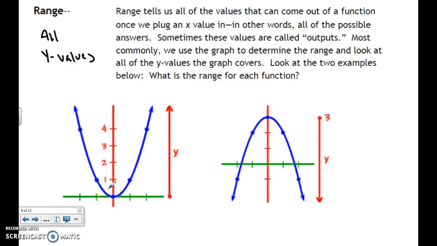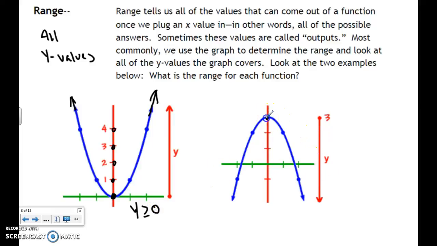If I look at this graph, and we're going to deal with graphs a lot today, it looks like there's no y value smaller than here. And then it looks like there are values that keep on going up, up, and up. If you guys notice, these arrows keep on pointing up, so that means they're going up forever and ever. So that means that y would have to be larger than or equal to 0.